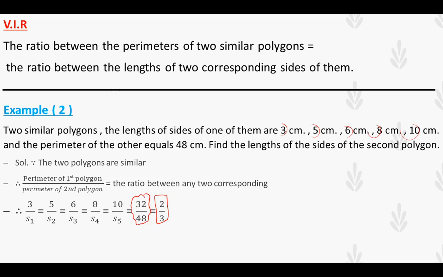So to find side 1, very easy. Side 1 will equal 3 multiplied by 3 over 2. And side 2 will be 5 multiplied by 3 over 2. Side 3 will be 6 multiplied by 3 over 2. Side 4 will equal 8 multiplied by 3 over 2. And the last side, side 5, will equal 10 times 3 over 2. Okay?